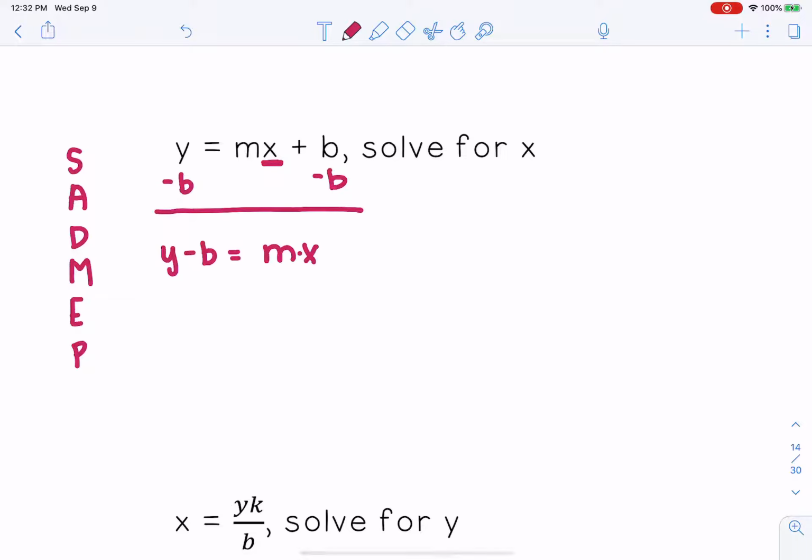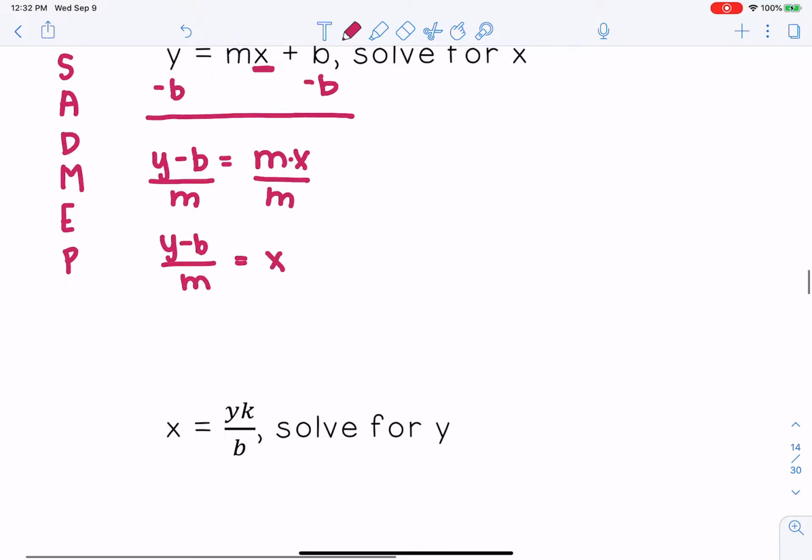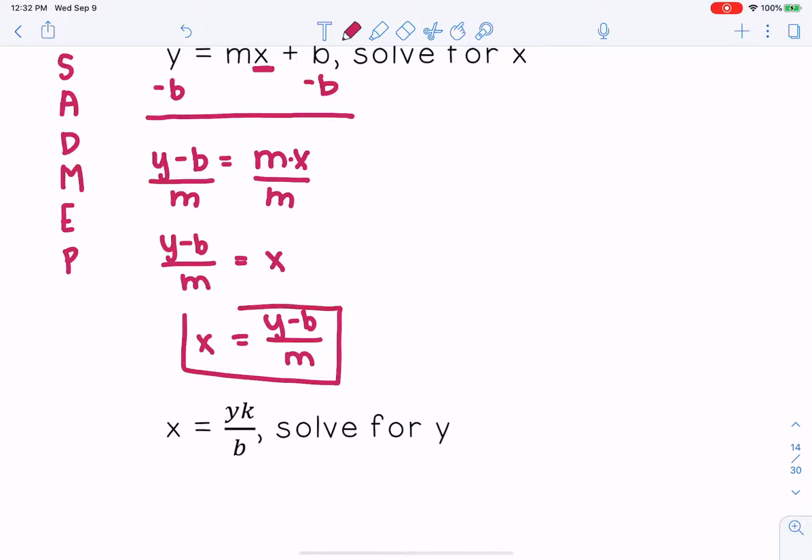Now m's being multiplied to x. I'm going to divide both sides by m. And you're going to say, well, what's y minus b divided by m? I really don't care what it is. It's just y minus b divided by m. So now I've solved for x. So I'm going to say x is equal to y minus b over m. I just flipped it around so it was in the other spot.